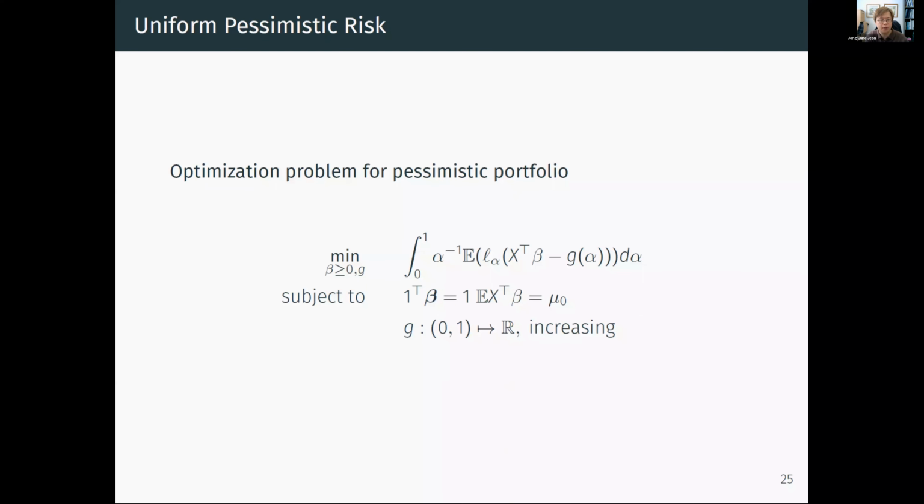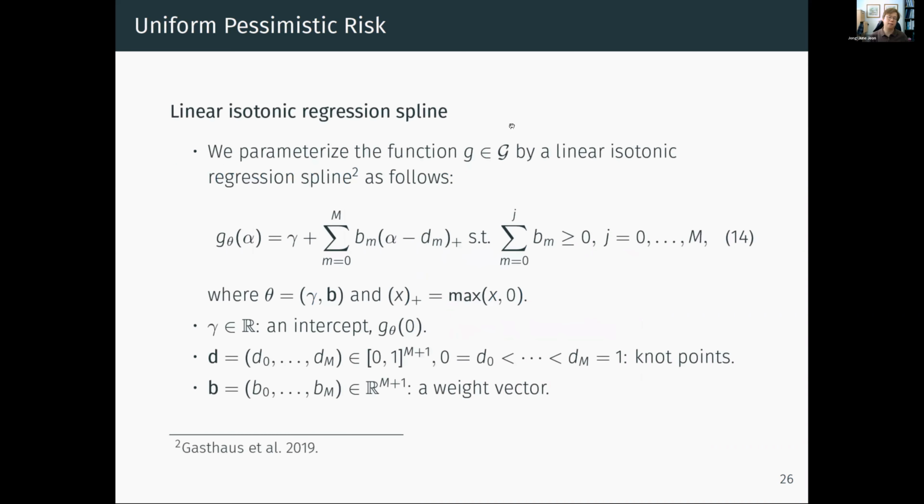So we can formulate the optimization problem for the pessimistic portfolio as a minimization problem. Here, the objective function denotes the UPR, and the constraint shows that small g is a quantile function defined on 0 and 1. G is a quantile function, so g must be strictly increasing. Under this constraint, we have to minimize the UPR, but the function g is non-parametric.